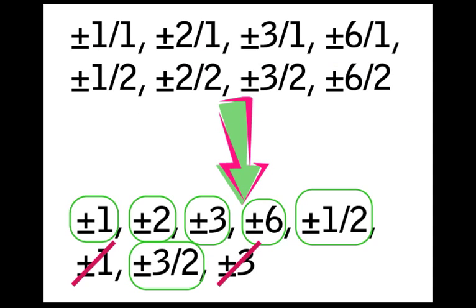The following step is to eliminate the duplicates. So we see that the possible values are now positive and negative 1, 2, 3, 6, 1 half, and 3 over 2 because we eliminated the 1s and 3s.